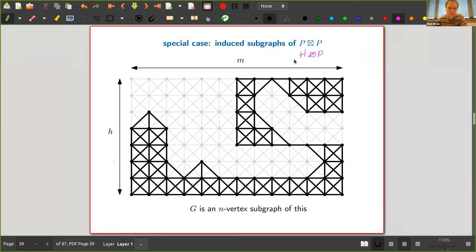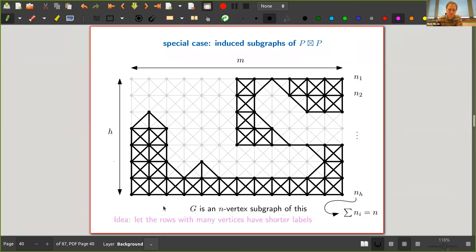So we are dealing here with subgraphs of a strong product of two paths, okay? And it is interesting because all the main ideas are here. There is some work, it gets technical, but the ideas, at least the ones critical for us, are already present in the P cross P situation. So here we have a subgraph G of P cross P. G has n vertices.